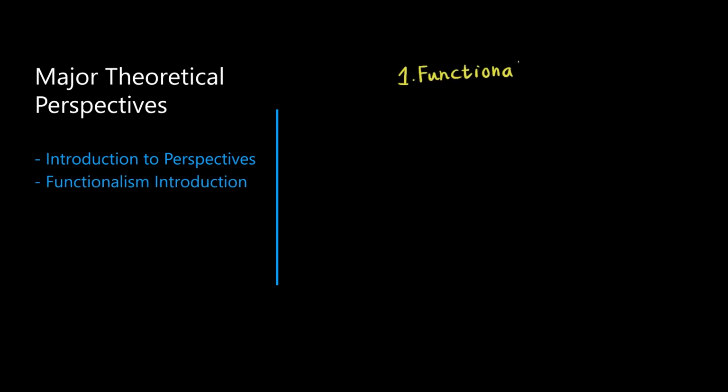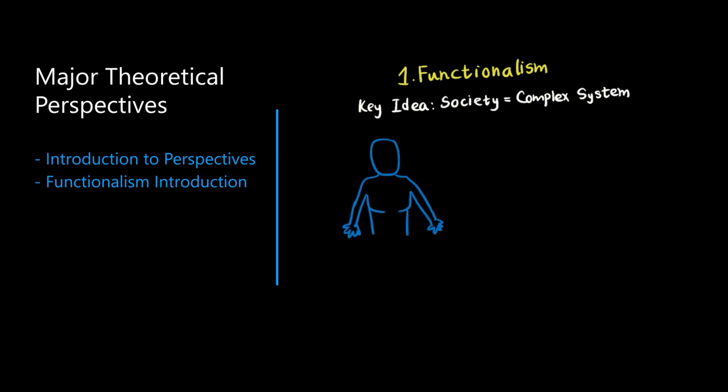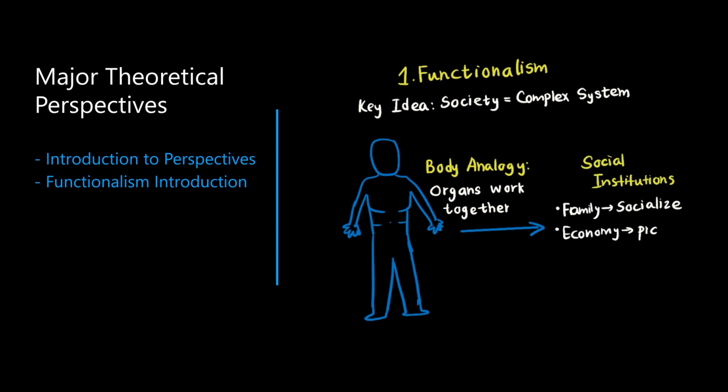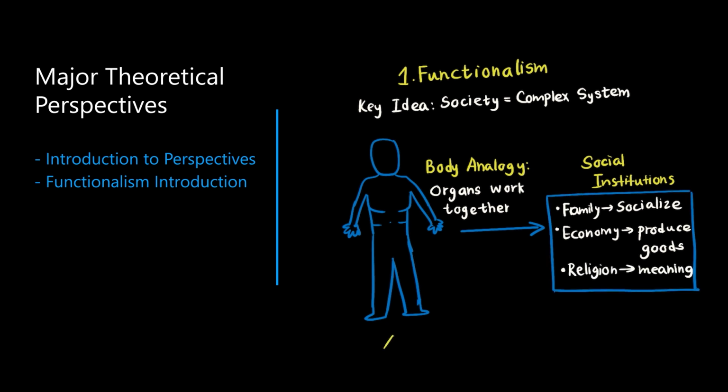Let's start with functionalism. This perspective views society as a complex system whose parts work together to promote stability and solidarity. Think of society like a human body. Just as your body has different organs that each perform specific functions to keep you alive and healthy, society has different institutions that each serve important functions. The family socializes children, schools educate. The economy produces and distributes goods. Religion provides meaning and community.